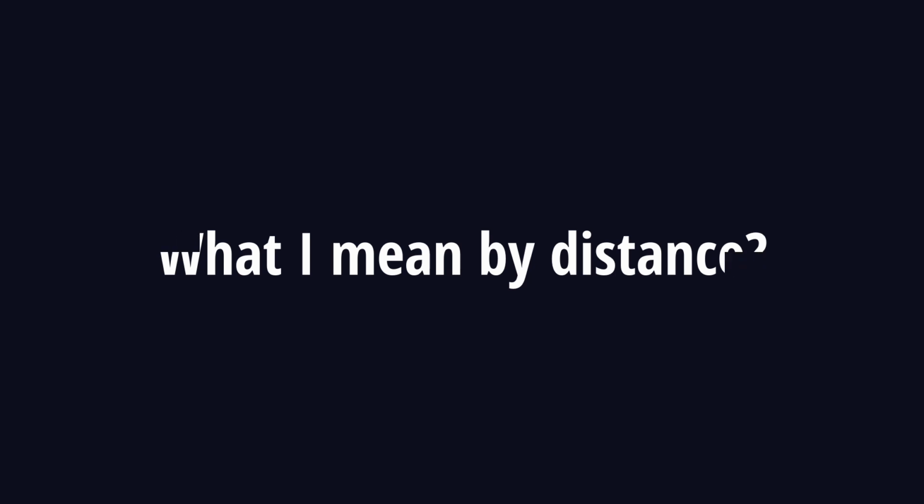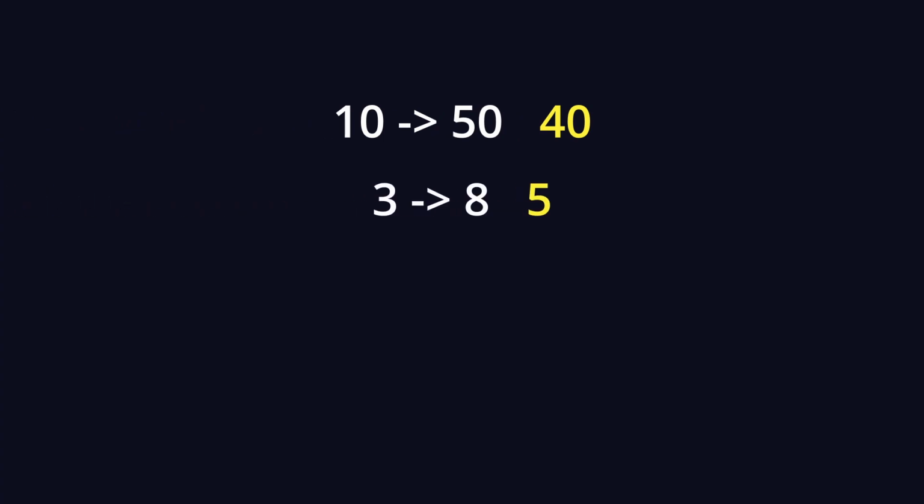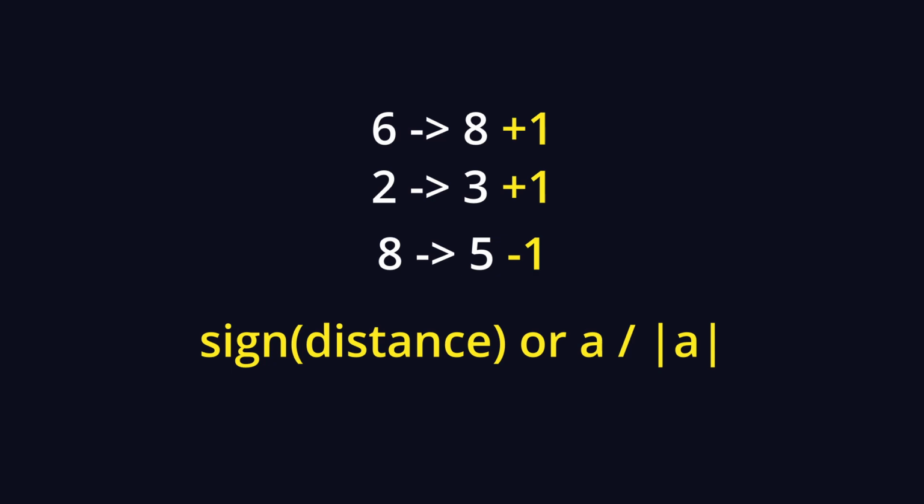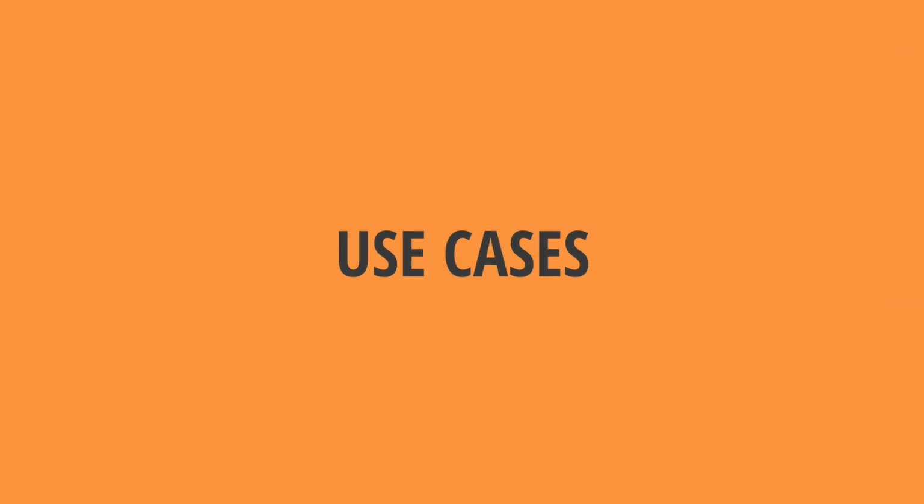To make things more clear, I will give you an example of distance between two numbers. Let's say the distance between 10 and 50 is 40, distance between 3 and 8 is 5, and I think you've got the idea. The distance is basically the subtraction of those two numbers, and we're getting the absolute value of that. Let's say direction between 6 and 8 is positive 1, direction between 2 and 3 is positive 1, and the direction between 8 and 5 is negative 1. So it's basically the sign of the distance.